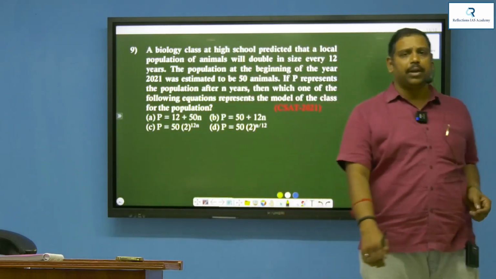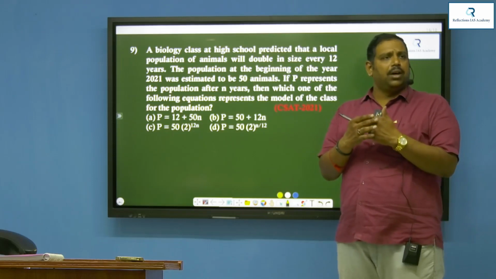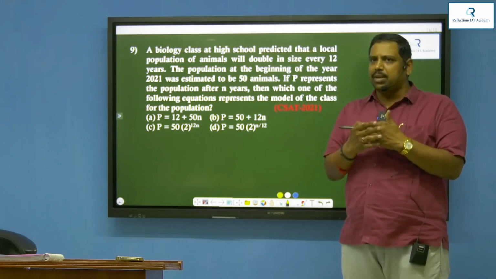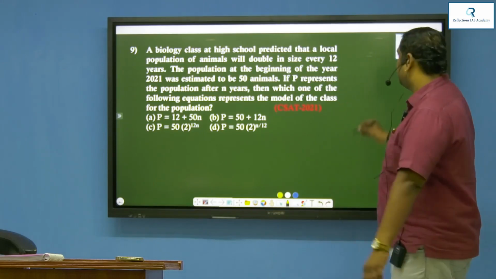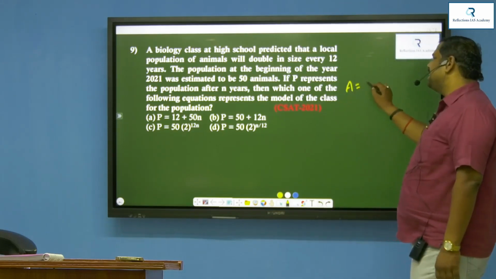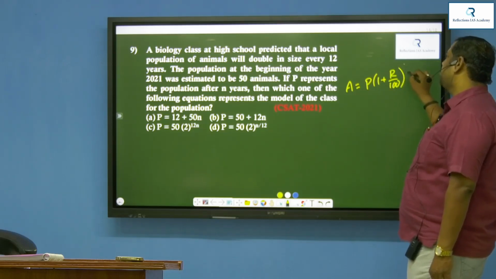No problem. Look here. Yeah, what we have to observe is, okay, so the population of the city or the population of animals, everything will be successive percentages. Means we can use the concept of the compound interest formula. A is equal to P into 1 plus R by 100 whole power n. Do you memorize this formula?